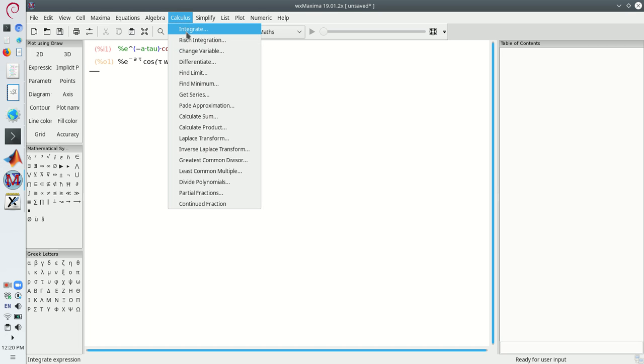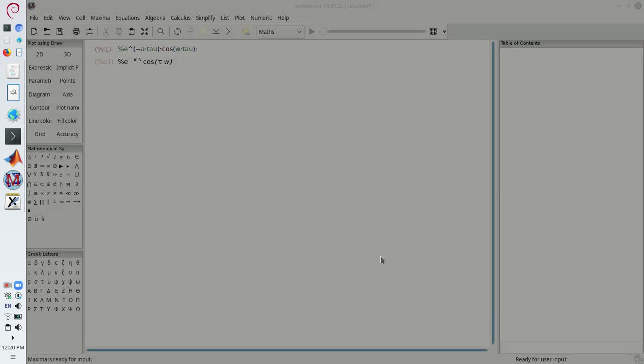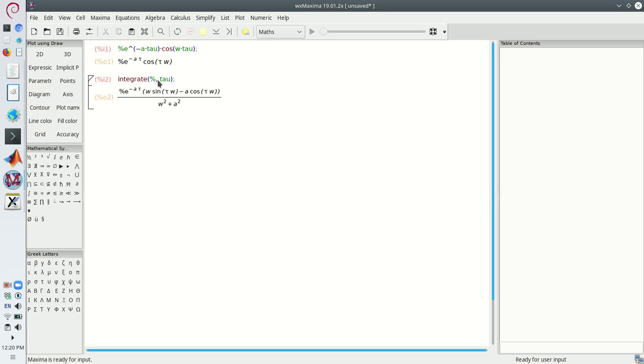I go here into calculus, integrate, and now if I use the percentage sign here, it means that I want to integrate the last expression that I have entered. The variable that I want to consider for my integration here is tau, and that's all I have to do. Integrate the previous expression with respect to tau, and I get this.